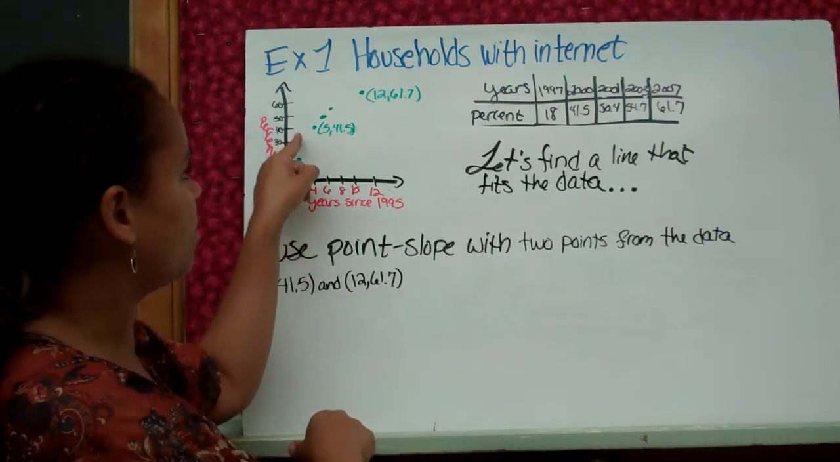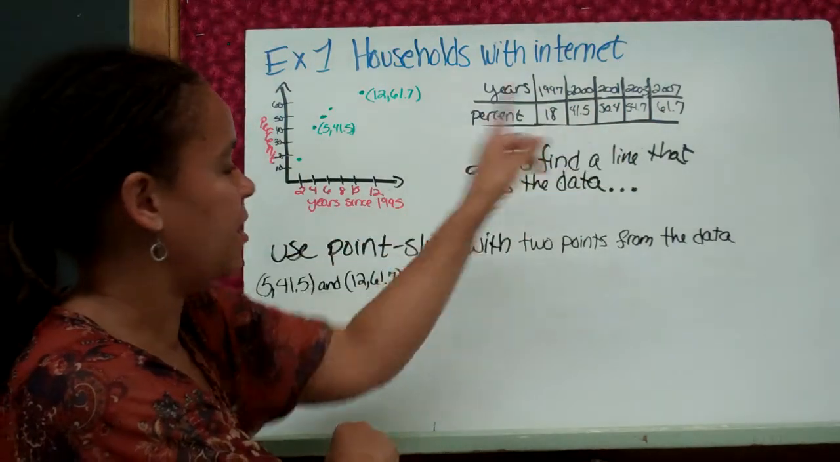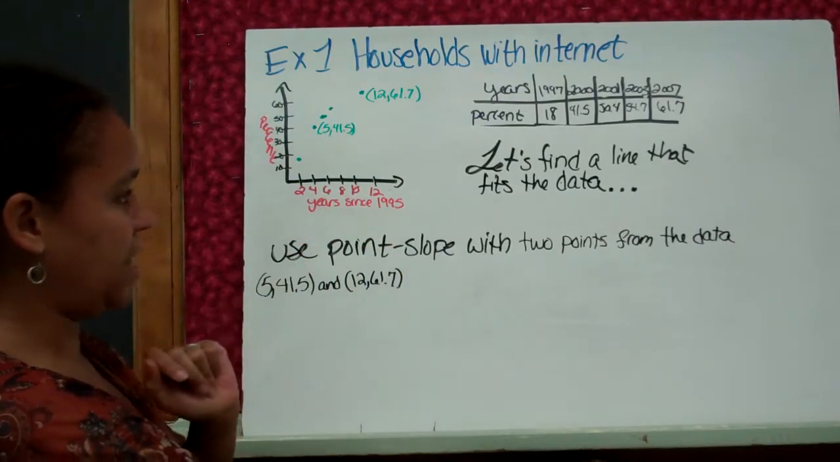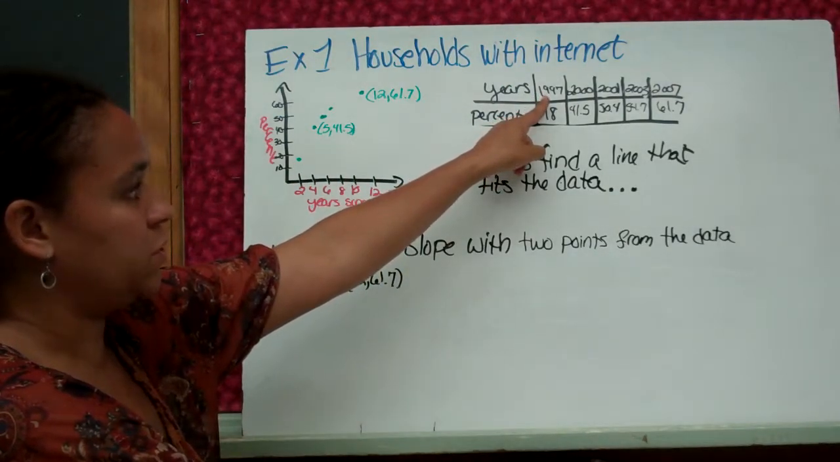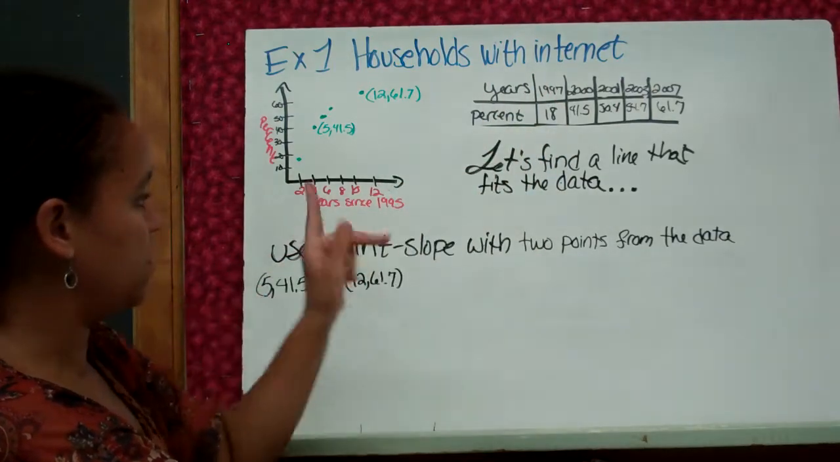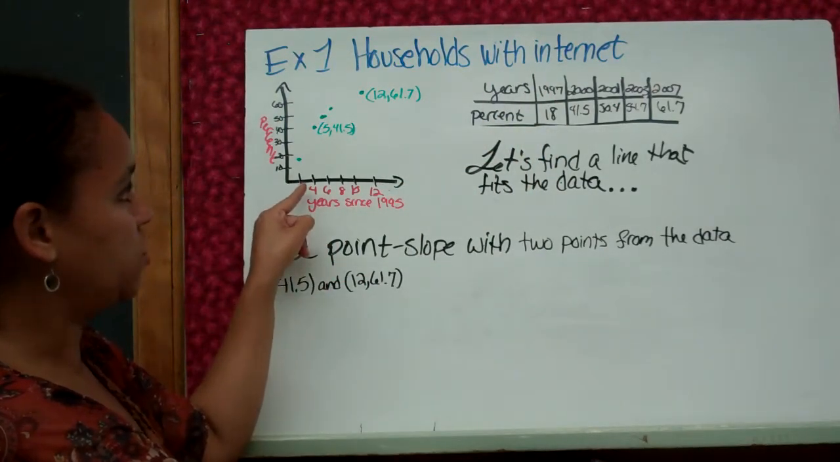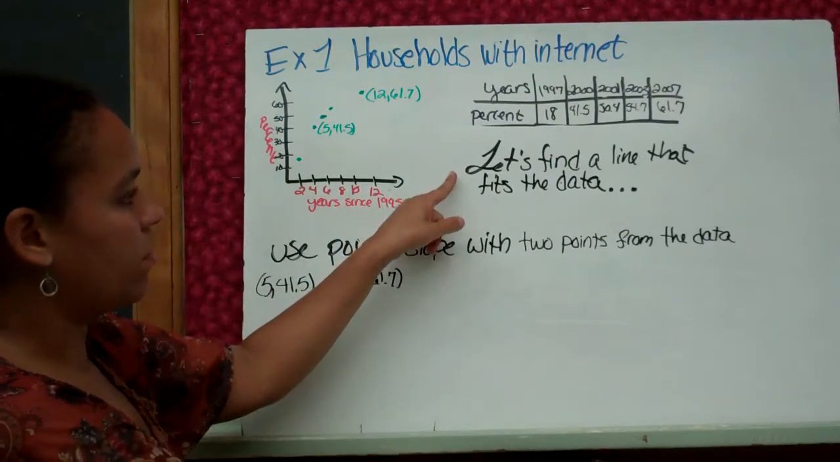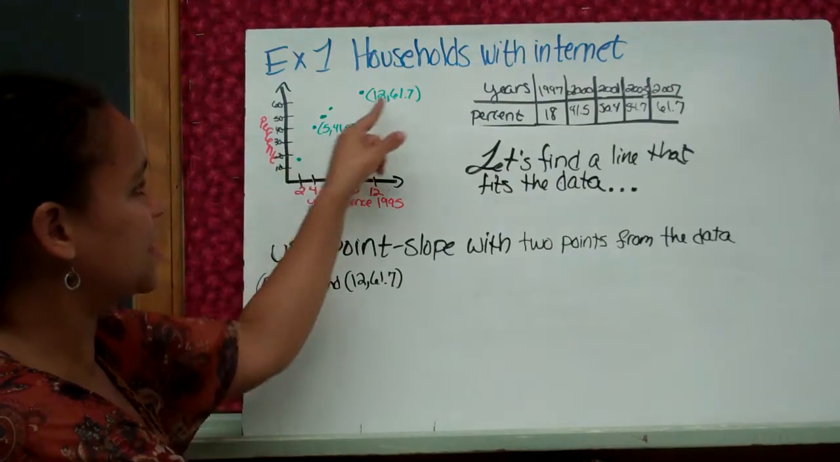So if you have your scatter plot, I literally just plotted these points here. And notice here, years since 1995. So this point here is 2 because 1997 is 2 years from 1995. So I plotted 2 and about 18. I plotted everything on here. And what we want to do is find a line that fits this data.